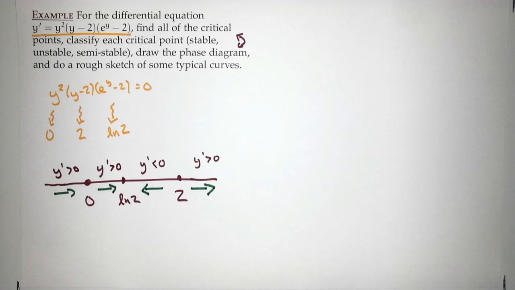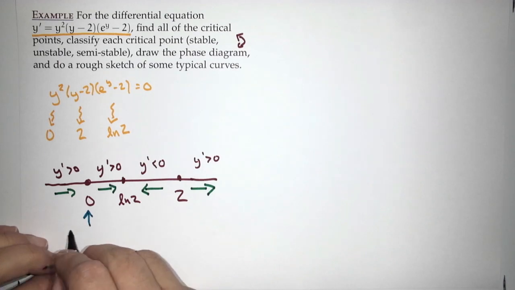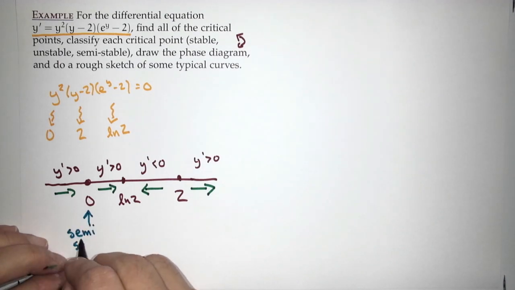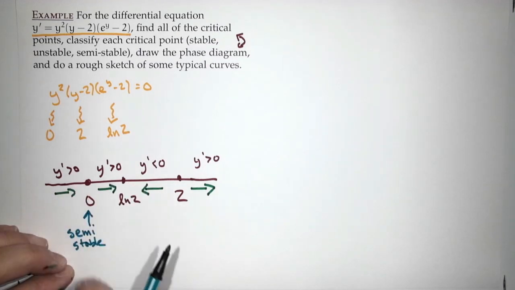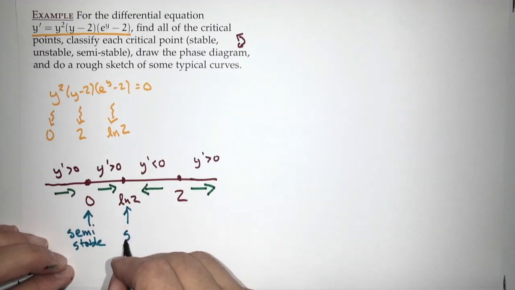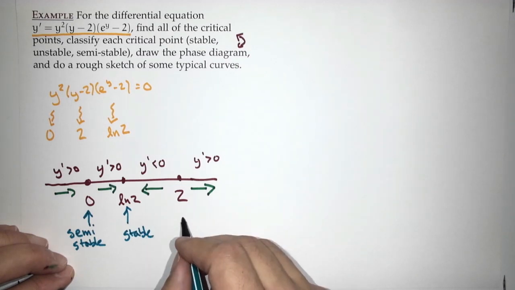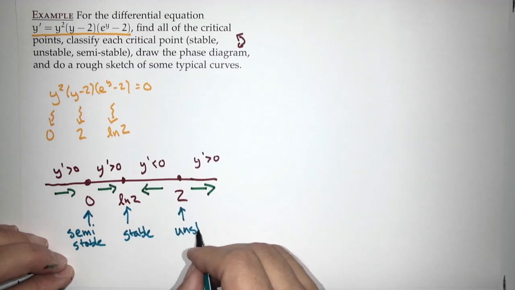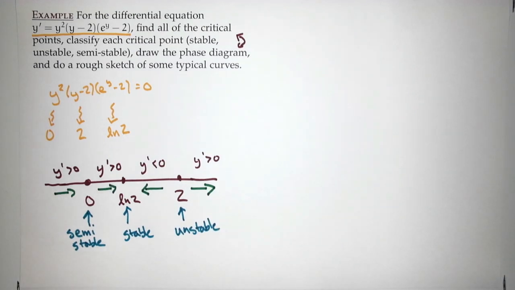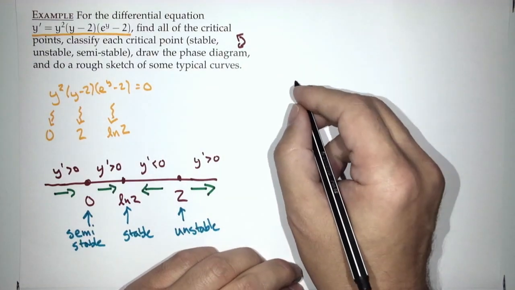Okay, good. So we're now ready to classify. So let's do our classifications. What can we say about this point zero? What kind of point is it? Semi-stable, because the arrows point in the same directions. How about log 2? Stable, because we're moving towards log 2. How about 2? Unstable. Isn't that easy? This classifying stuff is good. And it's wonderful because we don't even have to solve any integral problems.